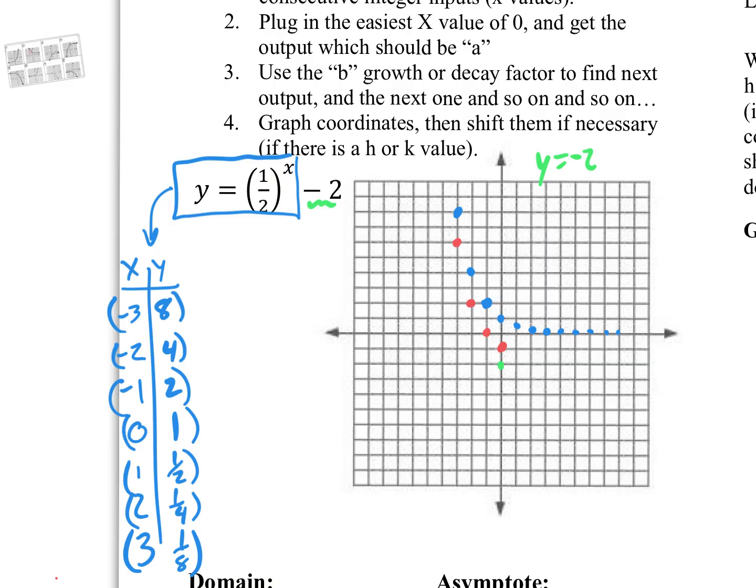And it's even better to start with drawing your asymptote y equals -2. So let's go to -2. Let's draw our asymptote right there. It's a horizontal line crossing the y-axis at -2. And those red dots are going to forever get closer and closer and closer. You're going to draw it like it's actually touching it.